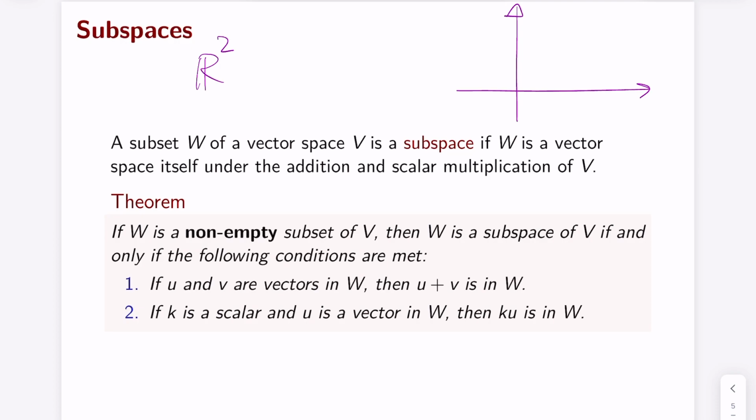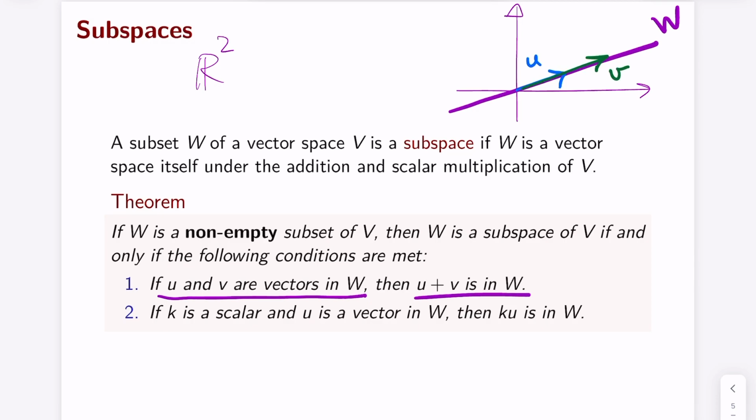So let's see this other example, still in R2. Let's suppose that now our W, our space, is this line. That's W. So the question is the same. If I take 2 vectors in W, is the addition still in W? So let's check. If we take this vector, for instance, this vector U, and this vector V, when we do the addition, in this case, the parallelogram is very thin, right?